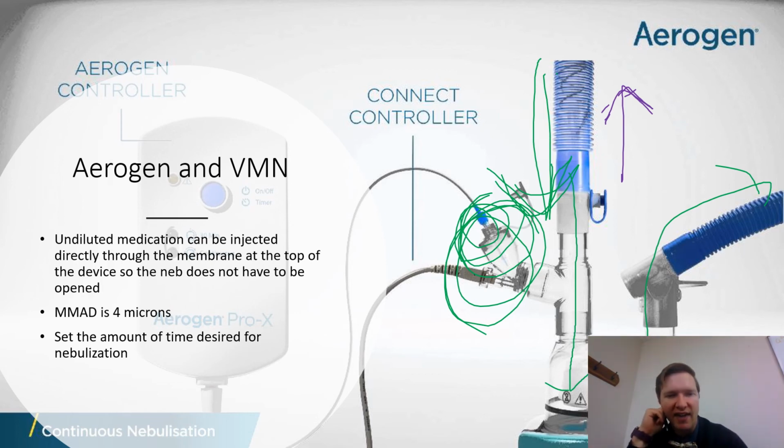It does not have to be opened. You don't have to worry about contamination or any of that stuff. It keeps it closed. It gives an appropriate MMAD of about 4 microns. And then all you do here is set the amount of time that you need it to be nebulized, whether it's continuous and so on and so forth. So you set that time. These are very handy devices. I really enjoyed their use as well.